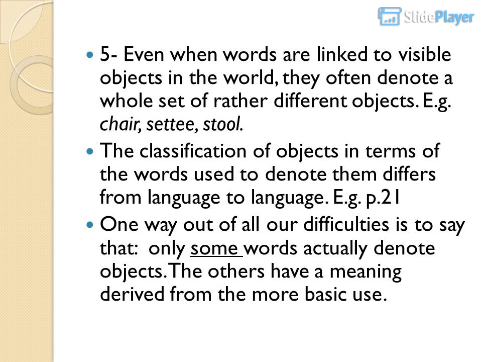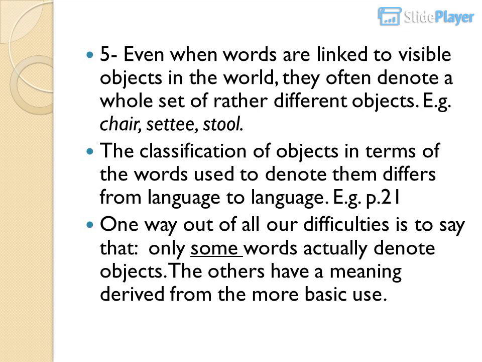Both denote a single object, the planet Venus, but hardly have the same meaning. 5. Even when words are linked to visible objects in the world, they often denote a whole set of rather different objects, for example chair, settee, stool. The classification of objects in terms of the words used to denote them differs from language to language.